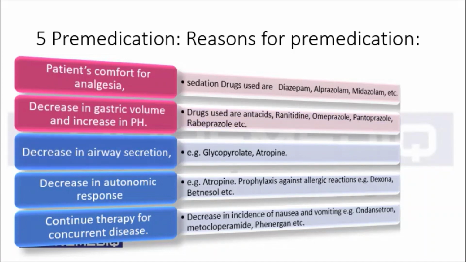Decrease in airway secretion, for example glycopyrrolate, atropine. Decrease in autonomic response, for example atropine. Prophylaxis against allergic reactions, for example dexona, betnesol etc. Continue therapy for concurrent disease. Decrease in incidence of nausea and vomiting, for example ondansetron, metoclopramide, Phenergan etc.